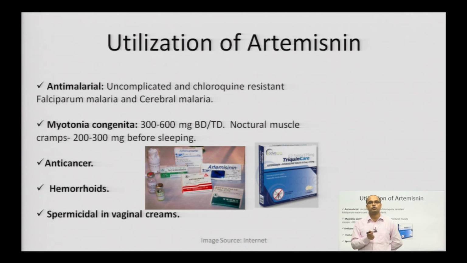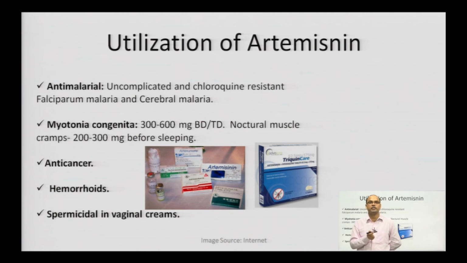It can also be used for the management of nocturnal muscle cramps. Nocturnal muscle cramps are those where, while sleeping, you get muscle cramps and you wake up. So, for such conditions we can use artemisinin in the dose of 200 to 300 mg before sleeping, and you can easily manage your nocturnal muscular cramps.